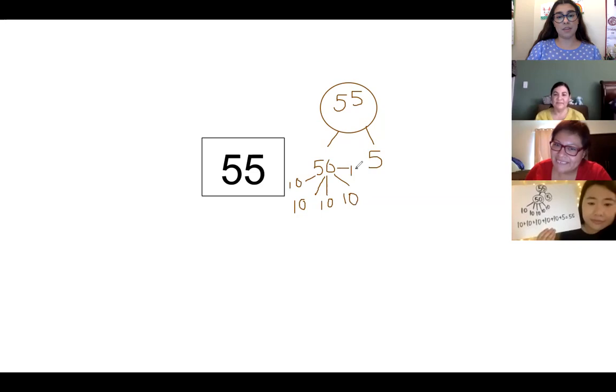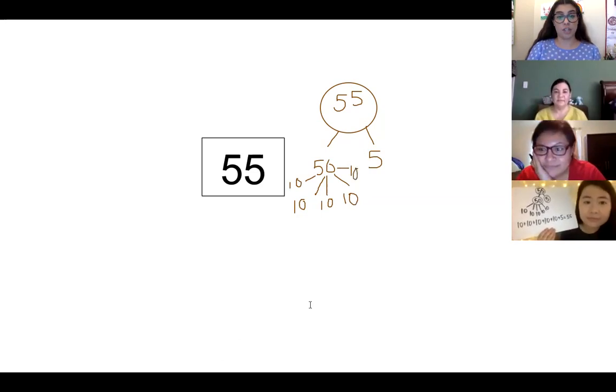Perfect. And this reminds me of when we do our story problems too. Ms. Hernandez uses this strategy where she decomposes her 50s into 10s to really show how many 10s are in 50. And then we have 50.